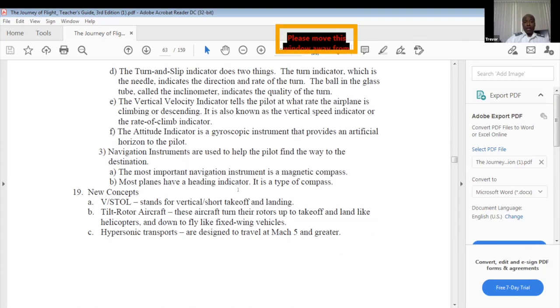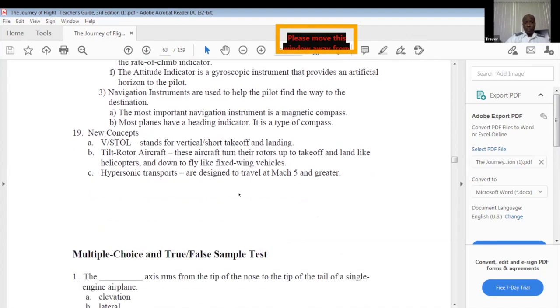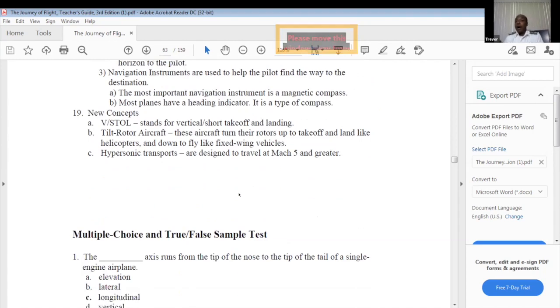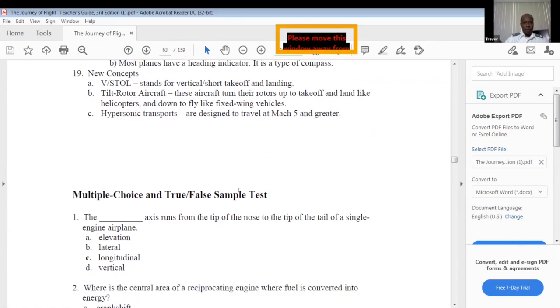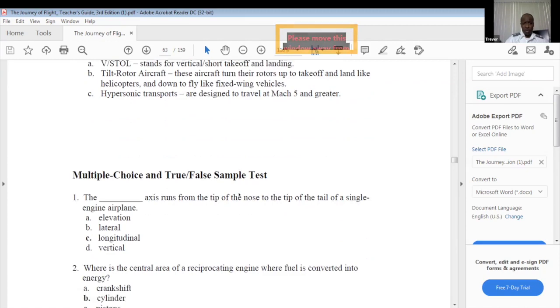Some new concepts were developed in aviation, the vertical short field takeoff and landing, a typical example of which is the Harrier jet. Another one is the F-35, or the F-22? I think it's the F-35, right. They can take off vertically from the deck of an aircraft carrier or on the surface, go horizontally, and land the same way. You have a tilt rotor helicopter as well that can do the same.